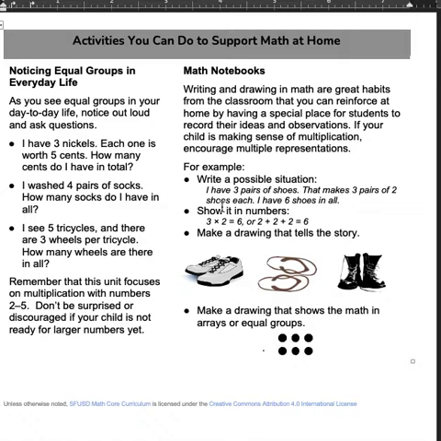You can make up possible situations with things at home, making equal groups, maybe pairs of shoes, maybe coins, maybe Legos. There are a lot of different variations that kids can make multiplication stories and equations at home. So, for example, I have 3 nickels. Each one is worth 5 cents. How many cents do I have in total? So you would put out the 3 nickels. That's 3 groups of 5. So that's 3 times 5, and it would be 15 cents.